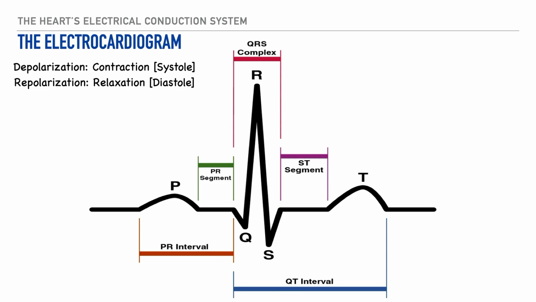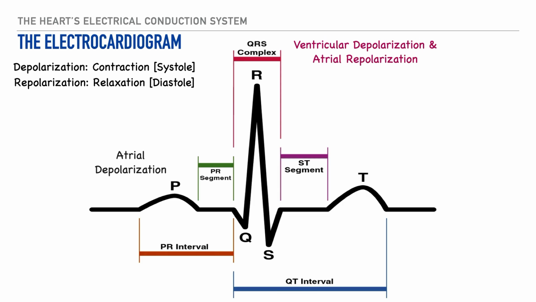Now, on our graph, we have a few areas already labeled for us, and we'll discuss them one by one. Let's start with what we call the P wave. This is the first elevation you'll notice on the graph. This represents atrial depolarization. In other words, this marks the moment in which the atria contract. We also have what's called the QRS complex, noted by the Q, R, and S peaks on this graph.